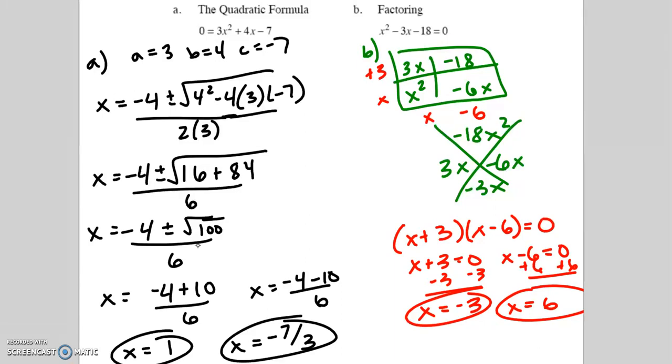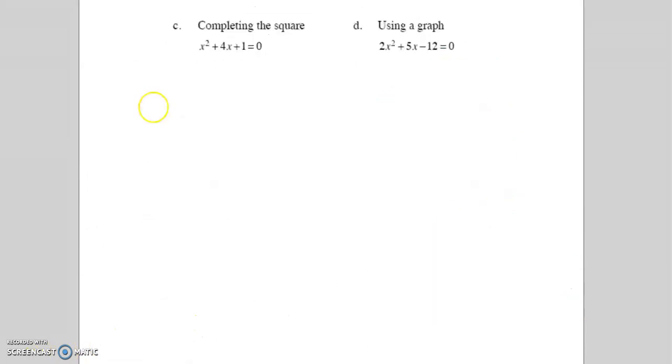For the factoring one, we're looking for two factors of -18x squared that add to -3x. So I get x plus 3 times x minus 6. You're going to set each of these equal to 0 and you get your solutions as x equals -3 and x equals 6. All right, for C, you're going to complete the square, and for D, you're going to use a graph.